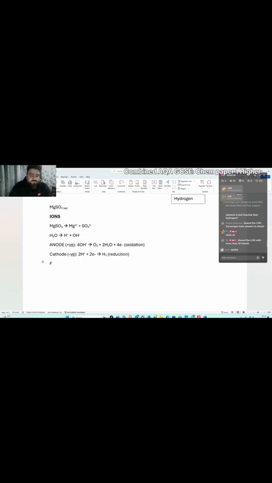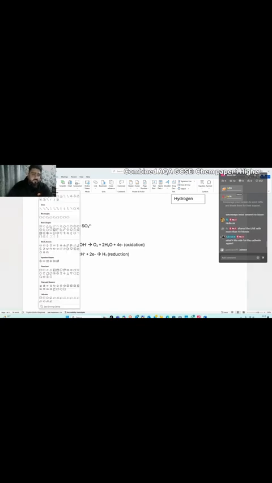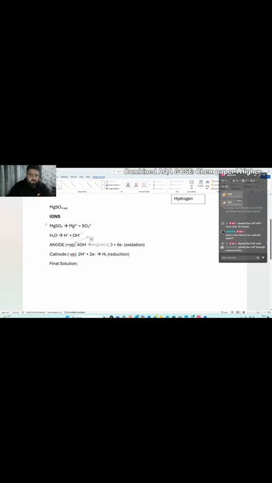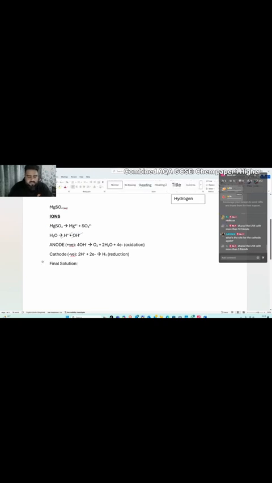Then we need to consider the final solution. So what is the final solution here? Again, all we do is cross out what we've used up. So in this case, we've used up this bit here, and we have used up this bit here. So we're still left with magnesium sulfate in this instance.